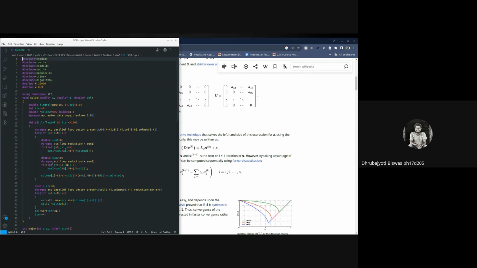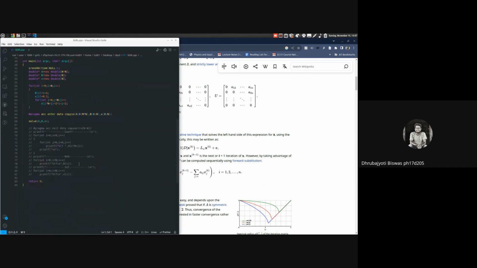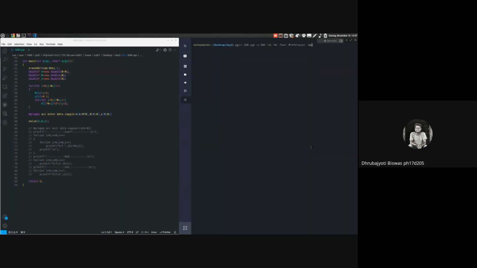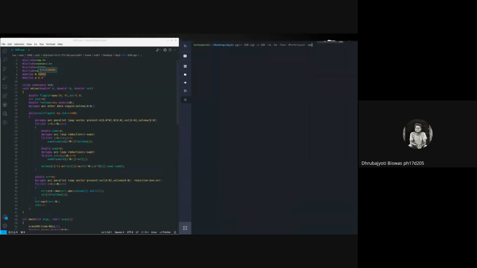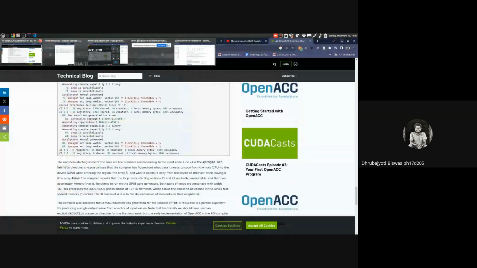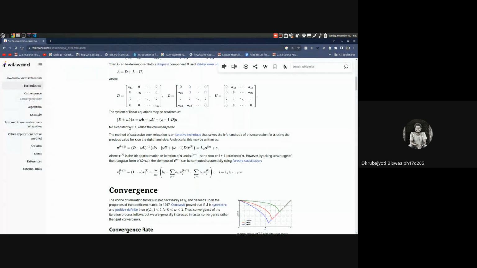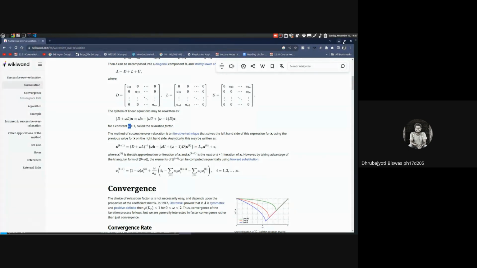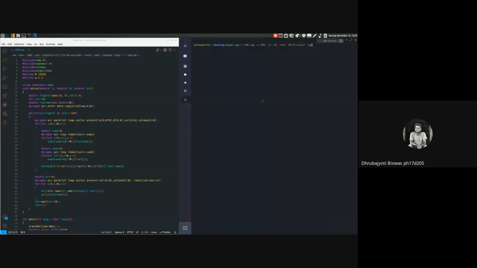I have written down an implementation of that, and maybe I can just show you how much speedup there is. I have taken a system size of 20,000, and in this method there is an omega, which is a relaxation factor that has to be chosen to get the roots properly. Maybe I will first run it with just MP. No, I'll run it with TA equals multi-core. I'll time it.